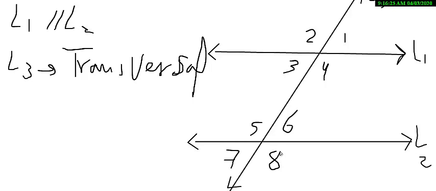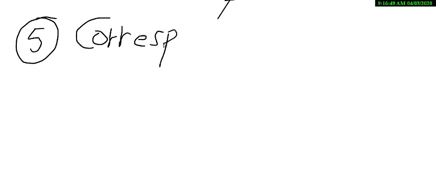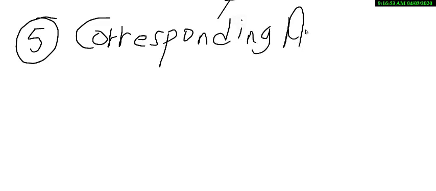For example, here angle number 1 and angle number 6 are said to be corresponding angles. So the fifth relationship is called the corresponding angles. Number 5, the corresponding angles.